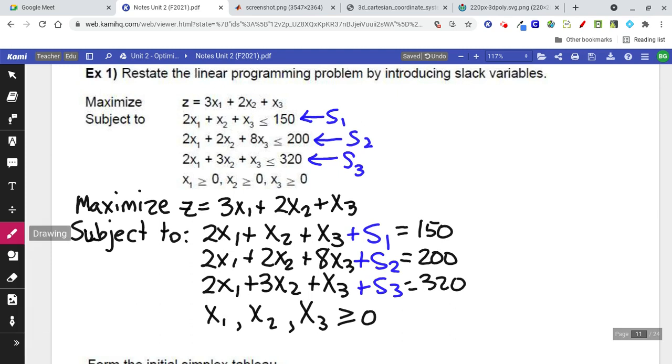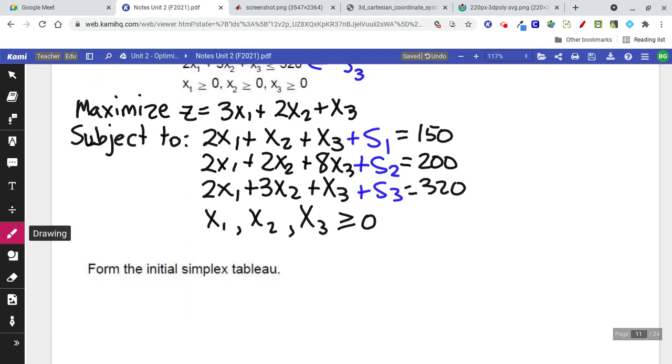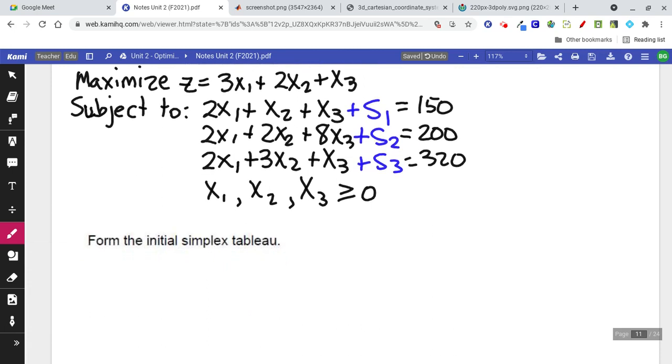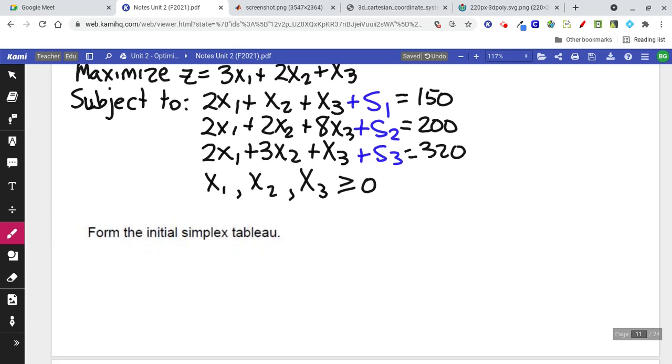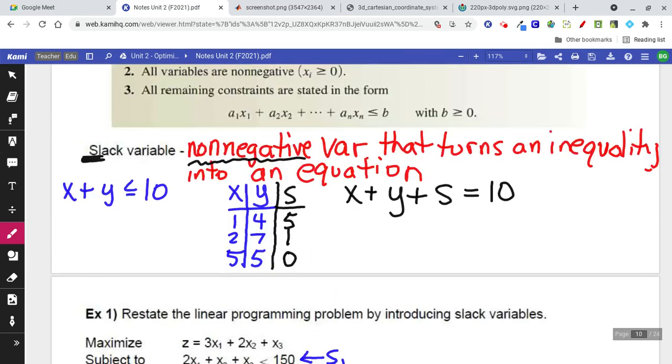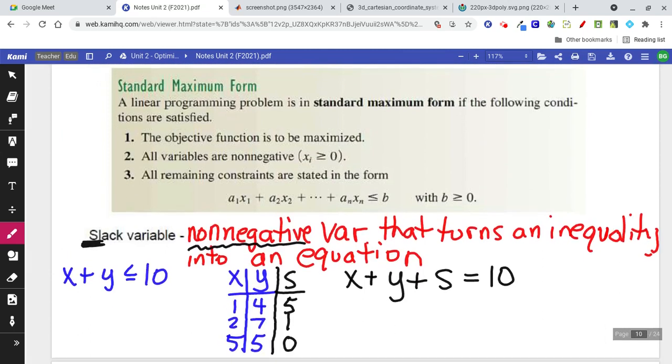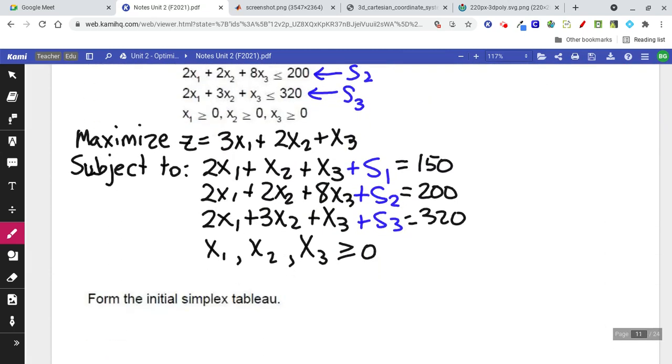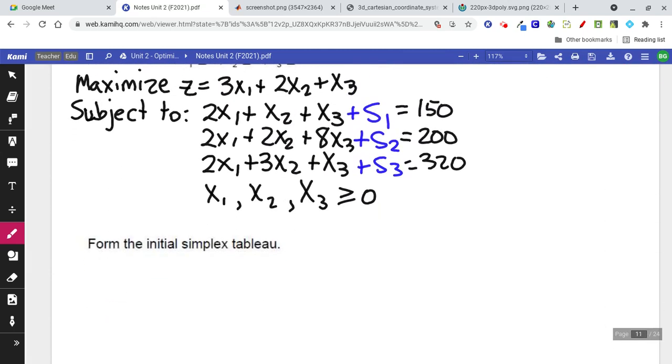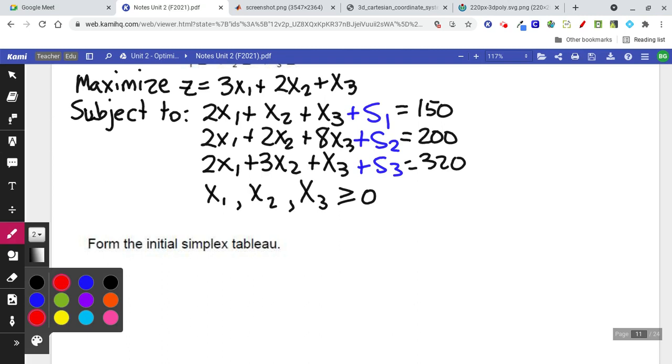Now the good news is we're going to be able to skip that step. We want to get to the next step, form the initial simplex tableau. The initial simplex tableau, remember when we were talking about standard form? We want standard form. So most of these things are written in standard form, but this one is not standard form.